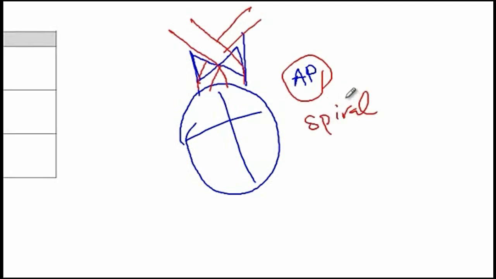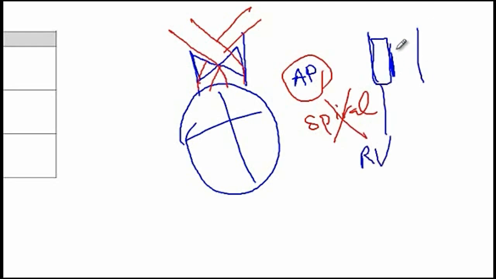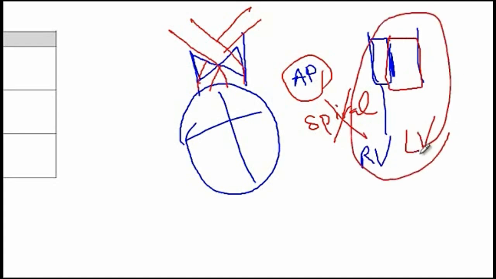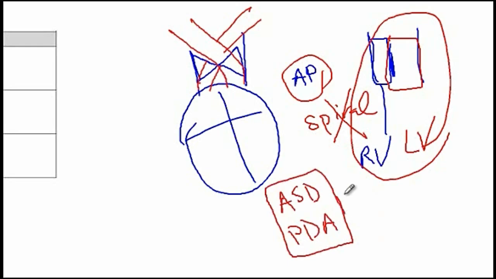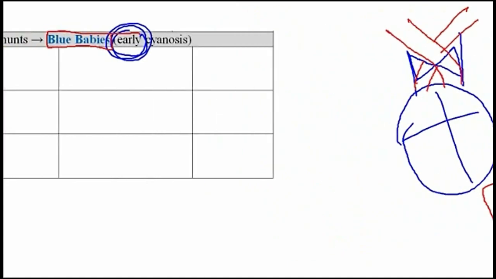Now, if there is failure for this aorticopulmonary septum to develop in a spiral fashion, what you can imagine is that Truncus arteriosus will have an aorta that is coming out of the right ventricle and a pulmonary artery that is coming out of the left ventricle. So there would be transposition of the great vessels. This condition is incompatible with life unless there is some other defect, like atrial septal defects or patent ductus arteriosus, which allows the deoxygenated blood to mix with the oxygenated blood.